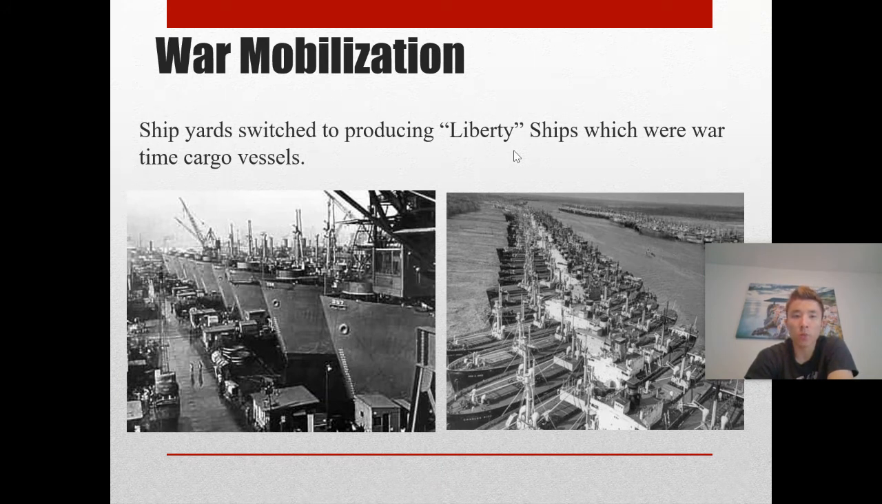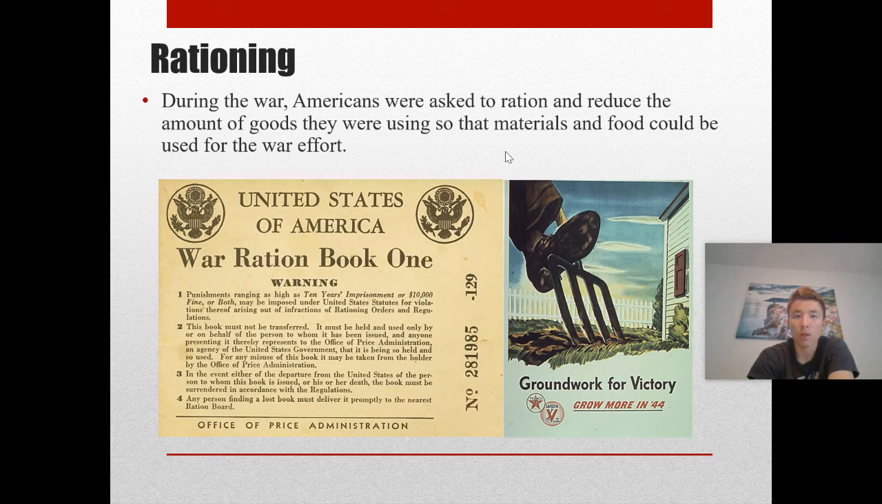Also, shipyards switched to producing what are called Liberty ships, which were wartime cargo vessels. Also, the United States government, as mentioned earlier with the two propaganda posters, sent out messages asking Americans to ration or save and reduce the amount of goods they were using so that the materials and food could be used for the war effort. And so many messages were telling Americans, hey, grow your own food, okay, plant your own crops, try not to go to the store as much.